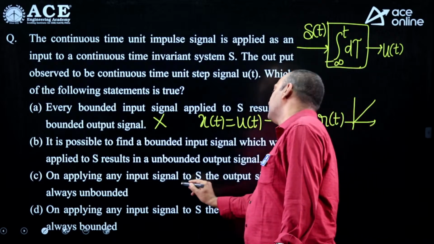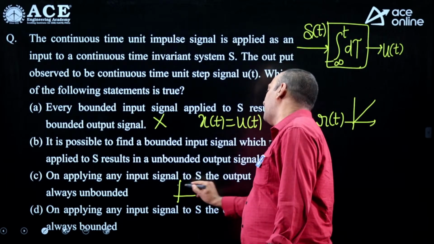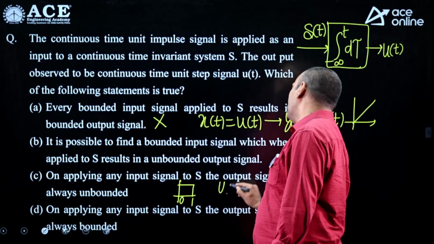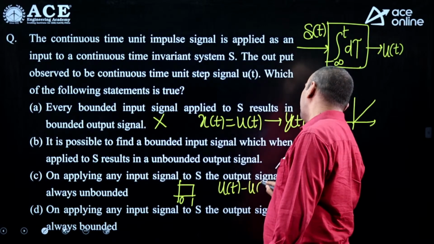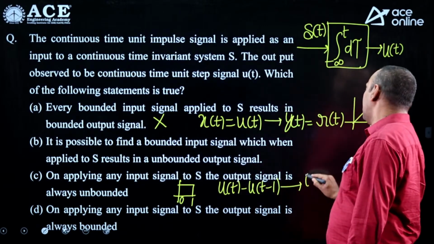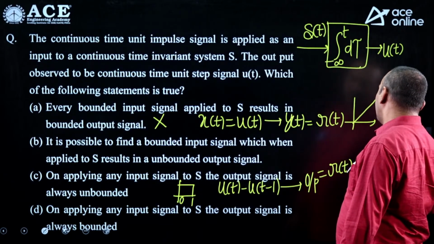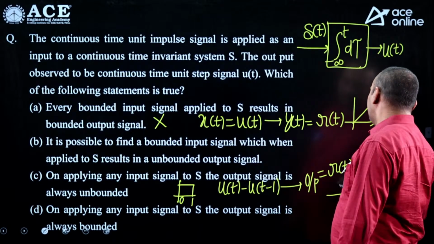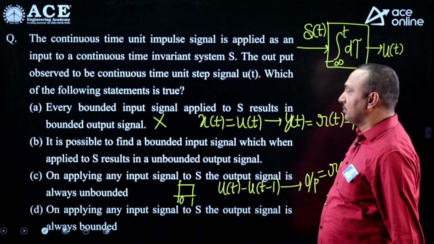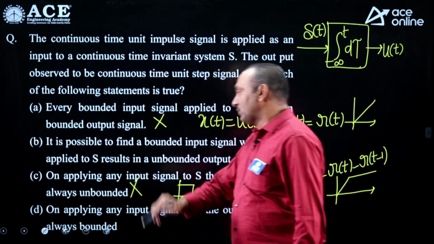That is also meaningless. Because suppose I want to apply a small rectangular pulse, u(t) minus u(t minus 1). If I am integrating, I am getting output as r(t) minus r(t minus 1), which is of course bounded. It is maintaining finite amplitude. So option C is also failure.